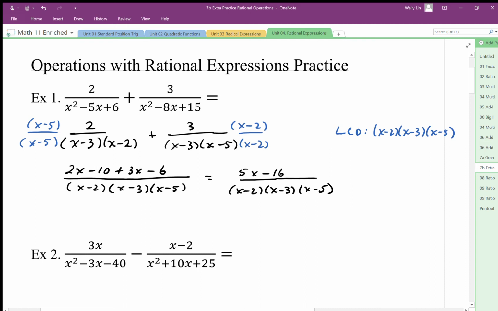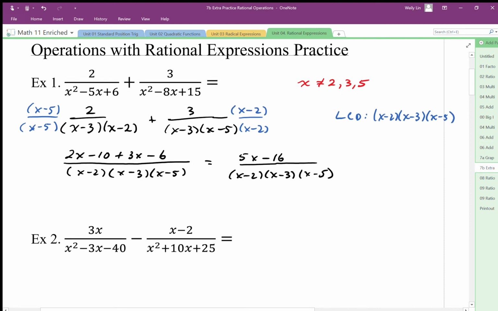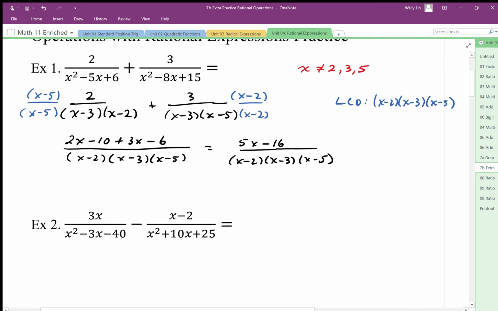Well, we're not quite finished because we forgot to state our domain restrictions again. So here, once we have our denominators, we cannot divide by 0, so x cannot be equal to 2, 3, and 5. Okay, so we have to remember to state our restrictions, although it didn't ask us to state our restrictions, but we should always be aware of restrictions.